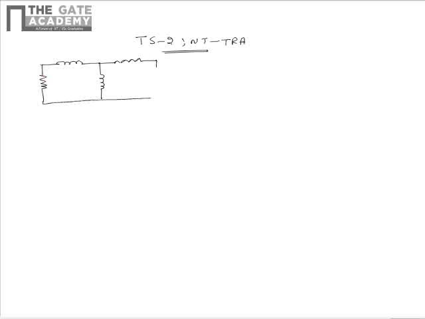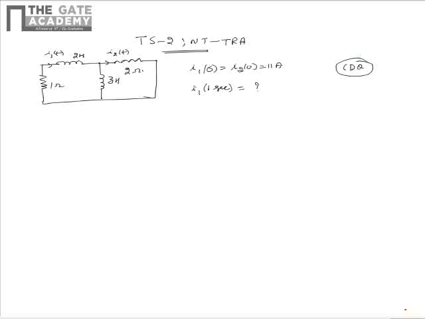The two inductors have inductances of 2 Henry and 3 Henry, and the resistors have resistances of 1 ohm and 2 ohm. The current through the 2 Henry inductor is given as i1(t), and the current through the 2 ohm resistor is given as i2(t). It's given that i1(0) = i2(0) = 11 ampere. We need to find i1(t) at t = 1 second. Please note that the current question is a common data question.